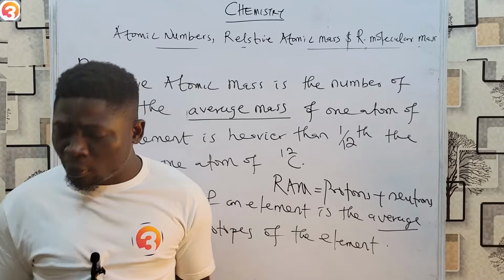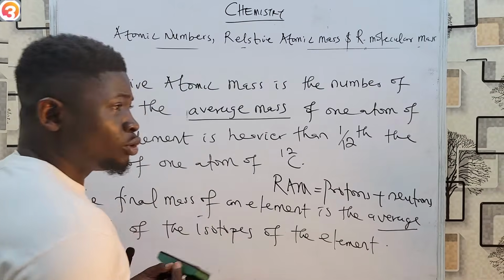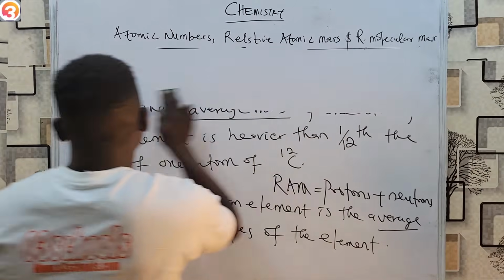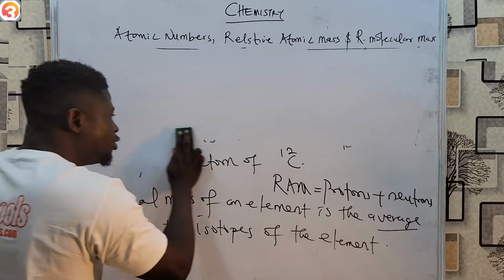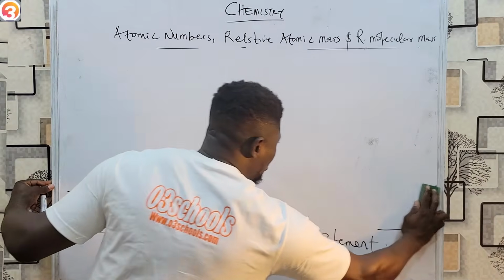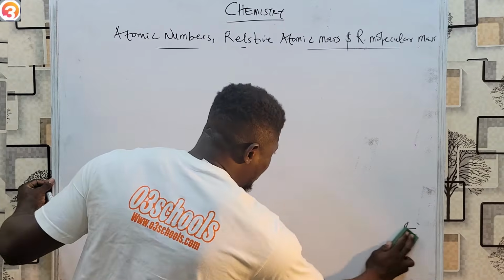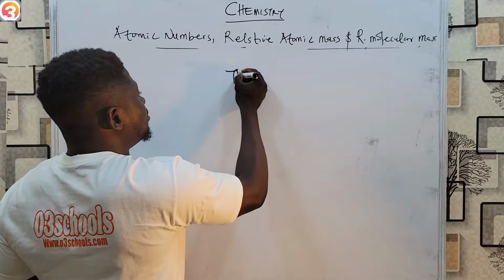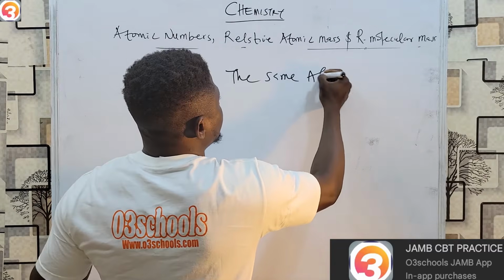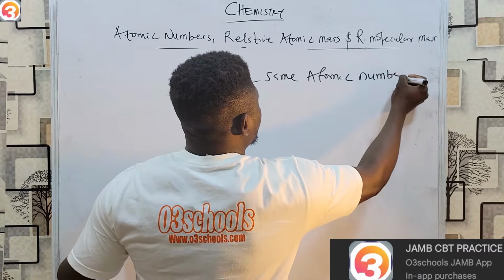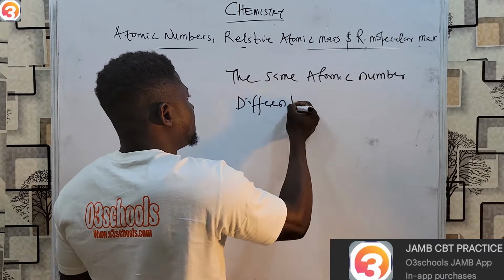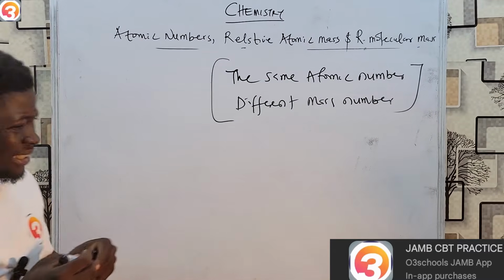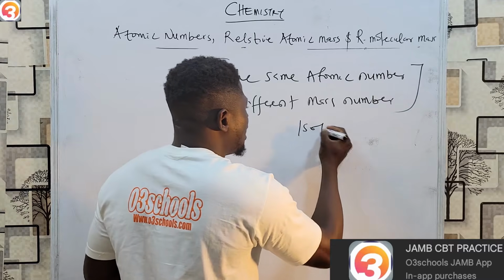This now brings a phenomenon to mind called isotopy. We're going to touch on it later on, but here we're going to just give you a brief understanding about what isotopy is. We define isotopy as a phenomenon whereby elements have the same atomic numbers, but have different mass numbers. So an element will have the same atomic number, but different mass number. That phenomenon is what we call isotopy.